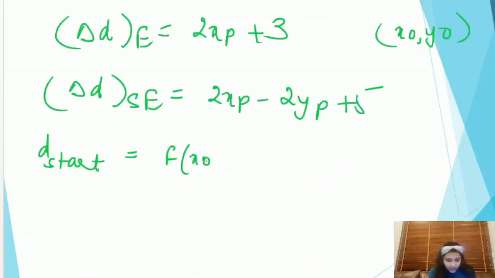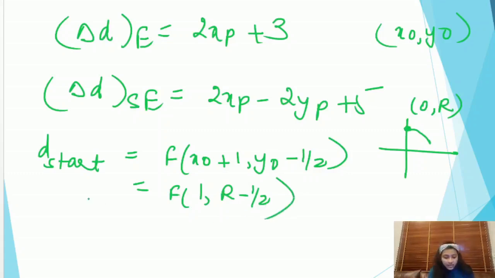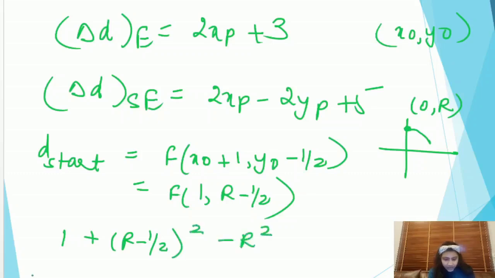So the value of our first midpoint is x naught plus 1, y naught minus half. Now because we are starting from the circumference of the circle, we are starting from this point, and we are going downward, and this point is nothing but 0, r, right? So when we substitute the value of x naught as 0 and y naught as r, this becomes f of 1, r minus half. Now let's substitute these values in the equation of the circle. This will be 1 plus r minus half whole square minus r square. This will be 1 plus r square plus 1 by 4 minus r minus r square. So this comes out to be 5 by 4 minus r.